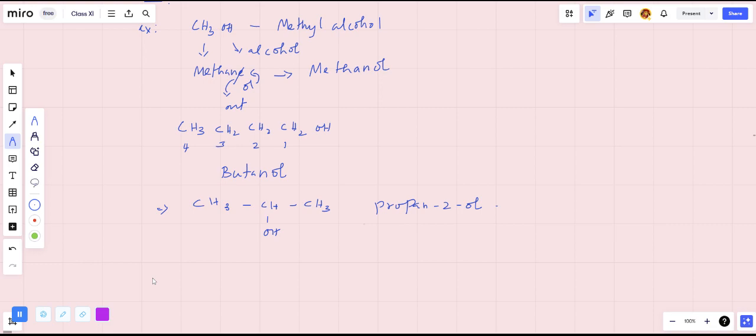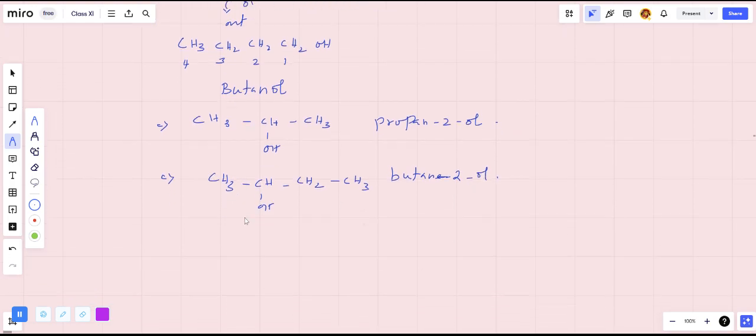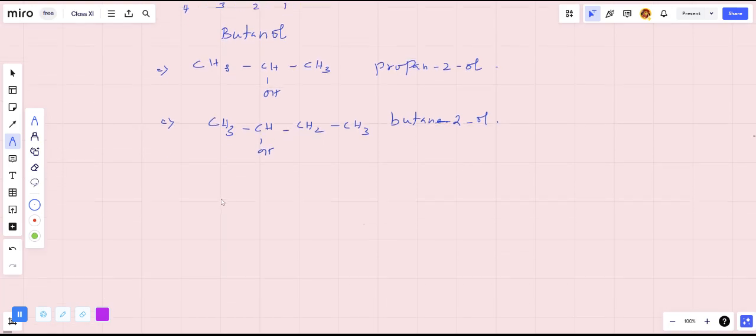In the same way, CH3, CHOH, CH2, CH3. So this is butane, butan-2-ol. In the same way, so many examples have been given for alcohol.